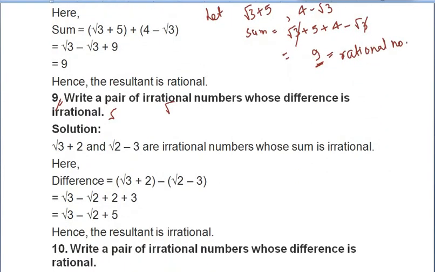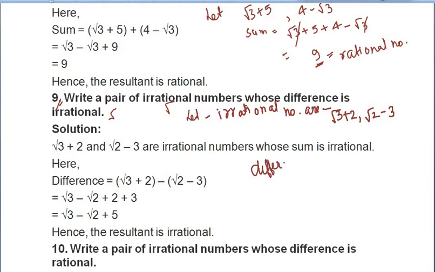Let my irrational numbers be, I have taken two irrational numbers, under root 3 plus 2 and under root 2 minus 3. What I have to find out is the difference. So I will find out the difference.